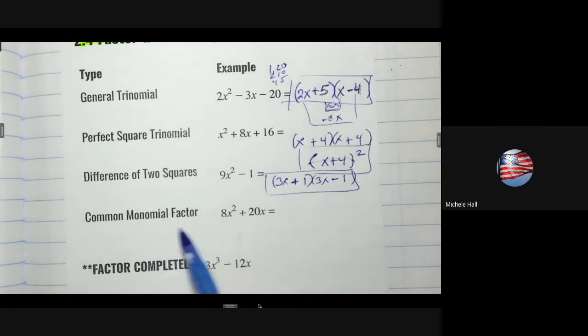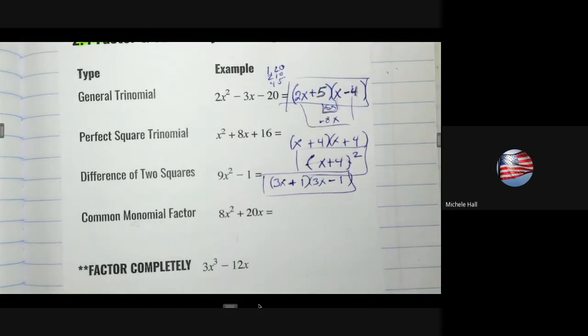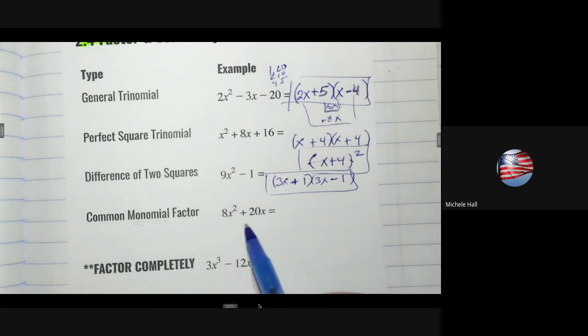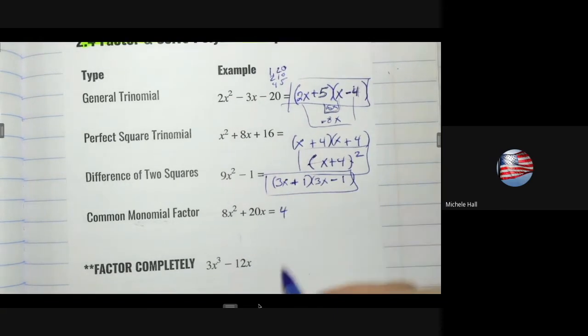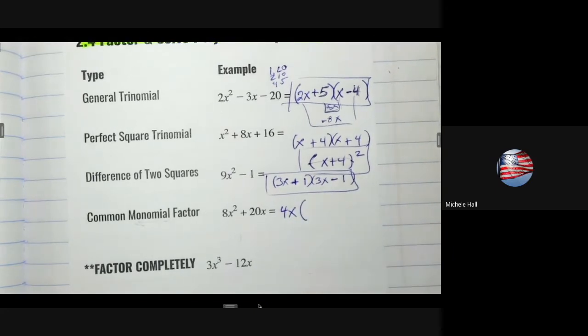Common monomial factor. Monomial means one. This is really the first rule of factoring. Is there something that I can pull out before I try the general trinomial factoring? What do they have in common? They have a 4 and they also have an x in common. So I would like to divide that out.